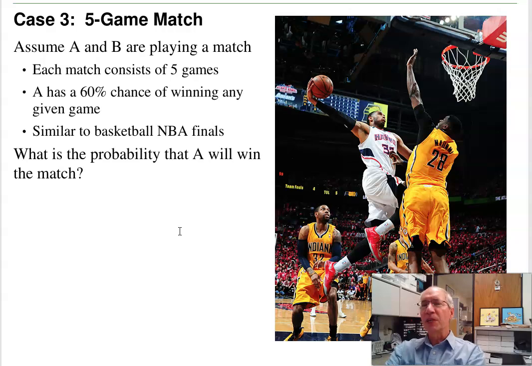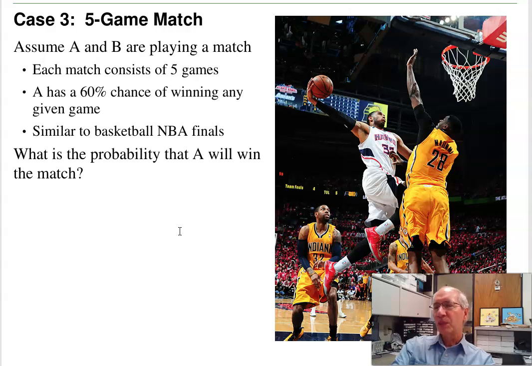Another example of Monte Carlo. Suppose I have two teams playing a match. A has a 60% chance of winning any given game, but the match is the best out of 5 games. What's the chance that A is going to win the match?